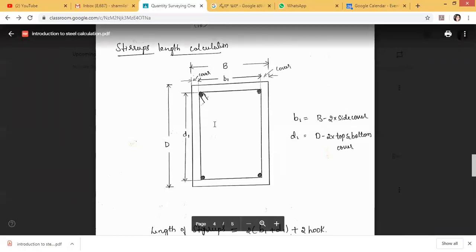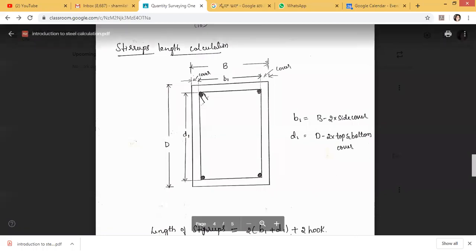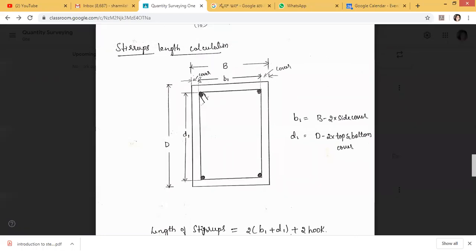So now the first point is that you have to calculate b1. For what length you are given the stirrup, that you should calculate. So how will you calculate? b1 is equal to capital B, the total breadth, minus cover. If you exclude these two covers, then you will get the small b1, right? So small b1 is equal to capital B minus 2 times the side cover.